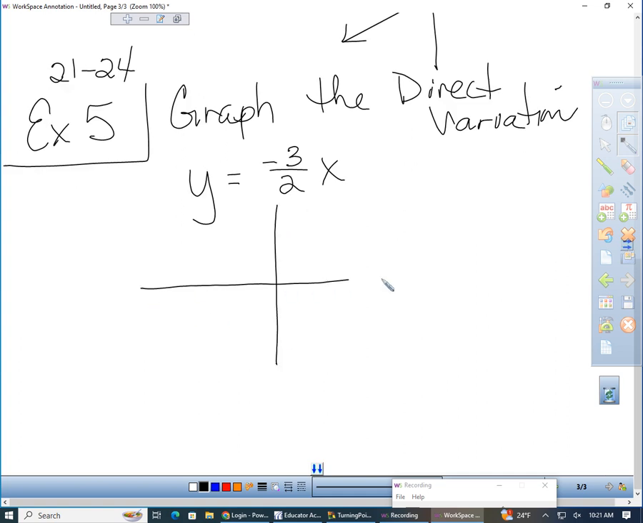First place we put our first dot is where? 0, 0, right in the middle. Now we're going to go down 3. This means down. Down 3 and to the right 2 and put a dot. Connect your dots.